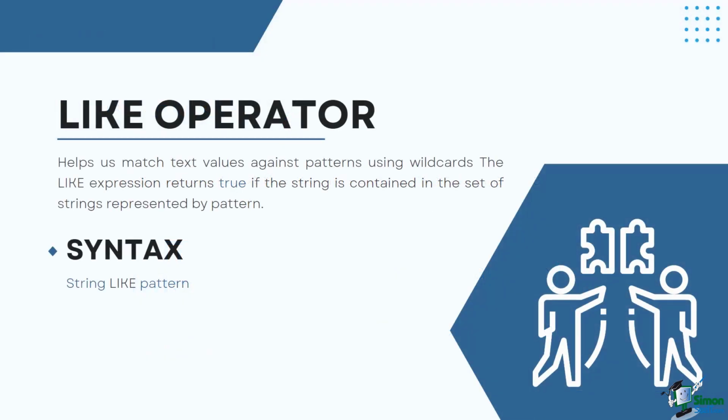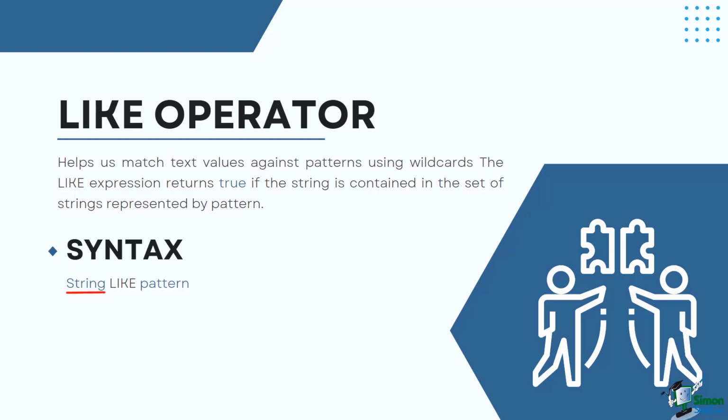One of the approaches to pattern matching is the traditional SQL LIKE operator. The PostgreSQL LIKE operator helps us to match text values against patterns using wildcards. The LIKE expression returns true if the string is contained in the set of strings represented by pattern. Its syntax is string space LIKE in capital letters space pattern.